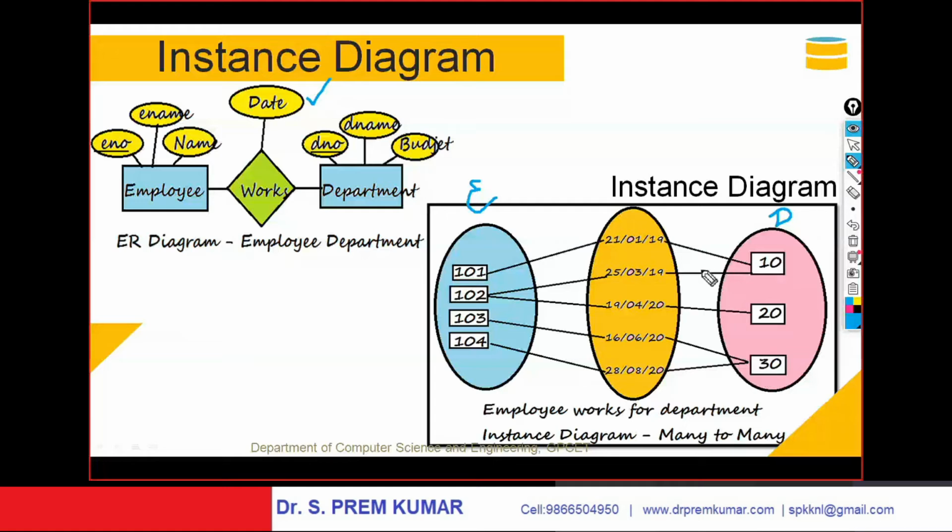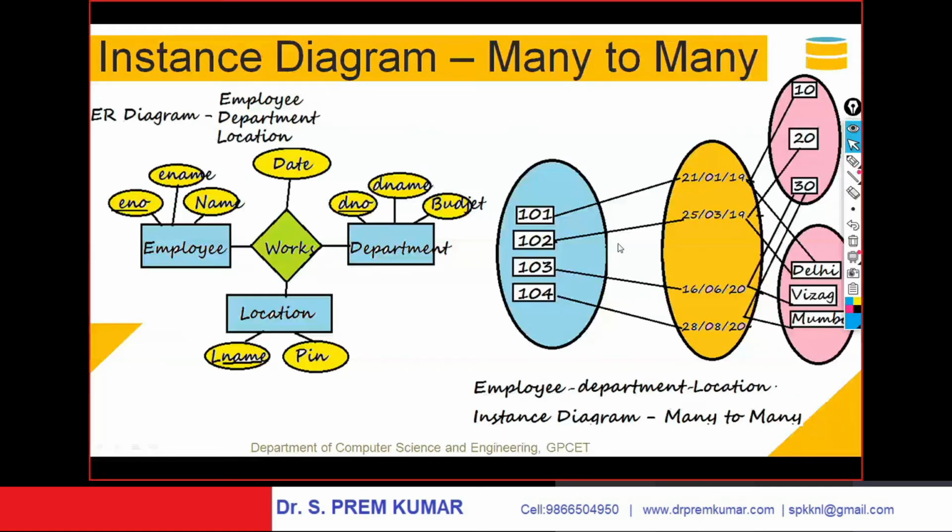In the instance diagram, you can observe a many-to-many relation here. Department number 30 is getting the services of employee number 103 as well as 104. That is a beauty. That is called an instance diagram. Sometimes in an instance diagram, we can go with multiple instance diagrams. You observe multiple instances here.